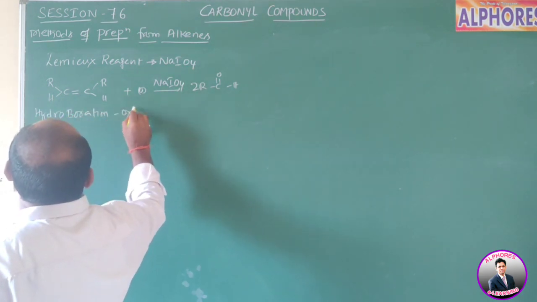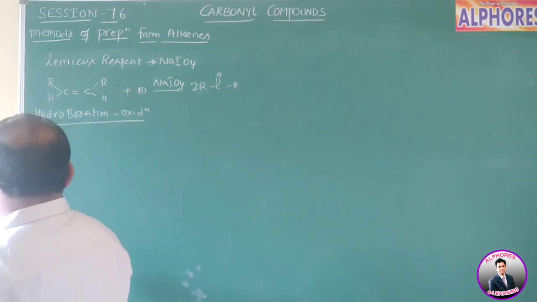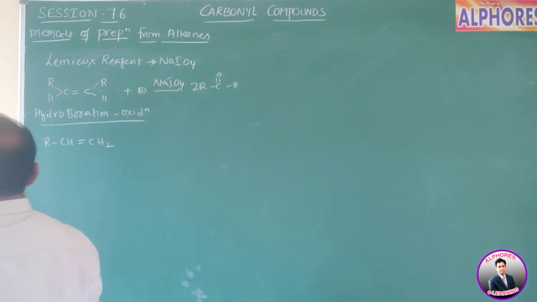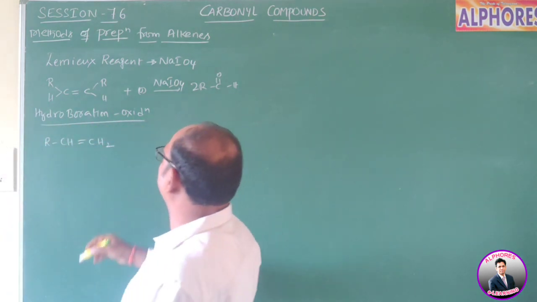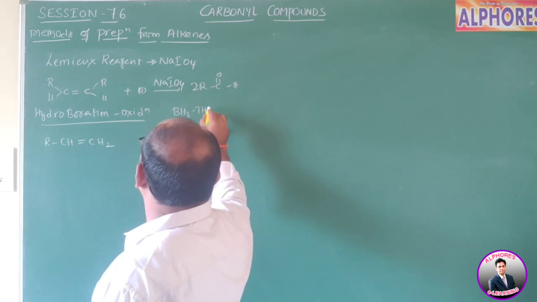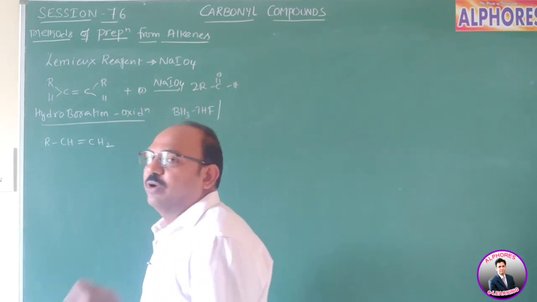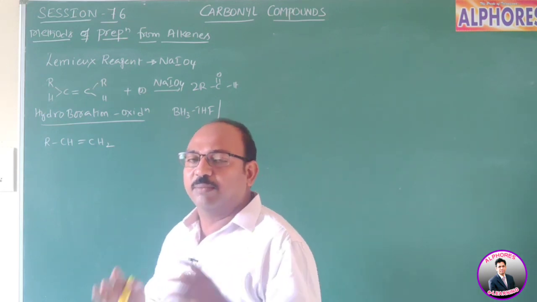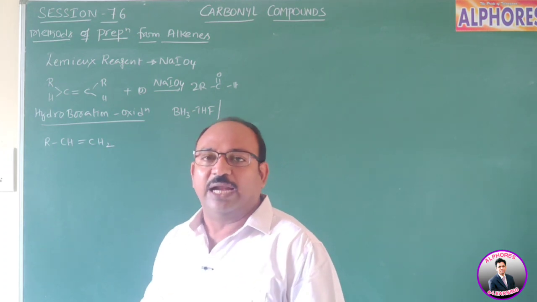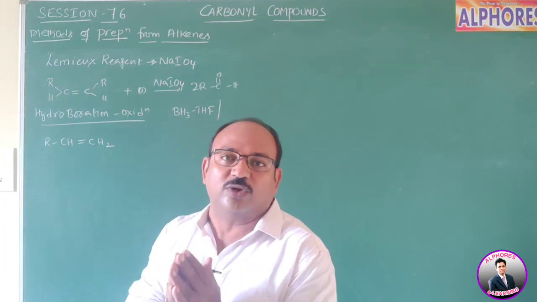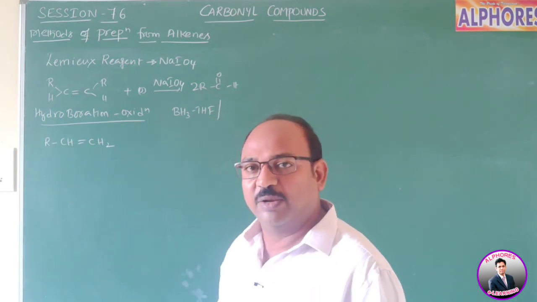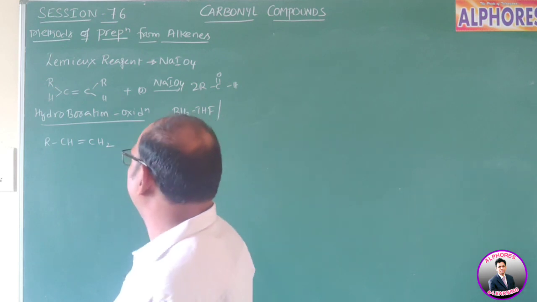Hydroboration oxidation, we already learned. For that I am going to consider RCH=CH2, this is the alkene. In hydroboration oxidation, first we are going to use BH3·THF. In the case of diborane, borane actually exists as a dimer, which is why we call it diborane, and in order to convert it into monomer, we use THF solvent, tetrahydrofuran. Then B2H6 converts into BH3.